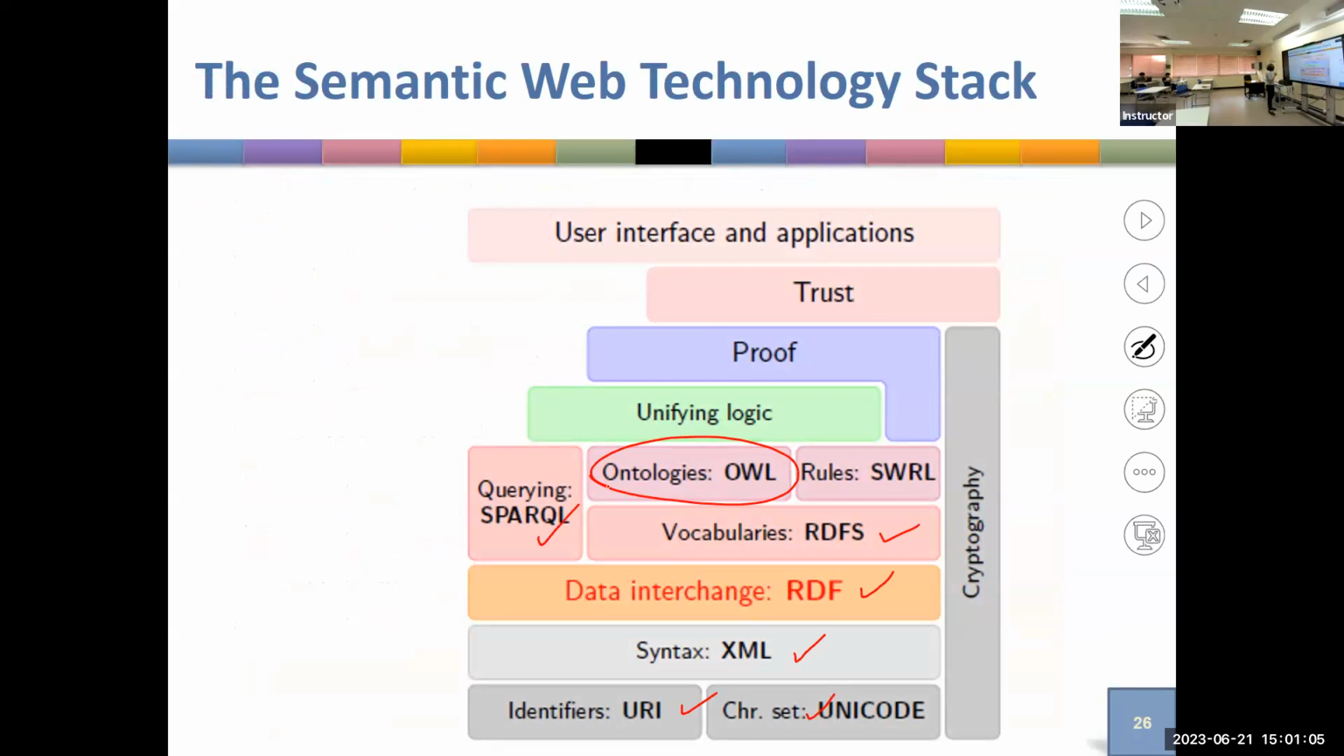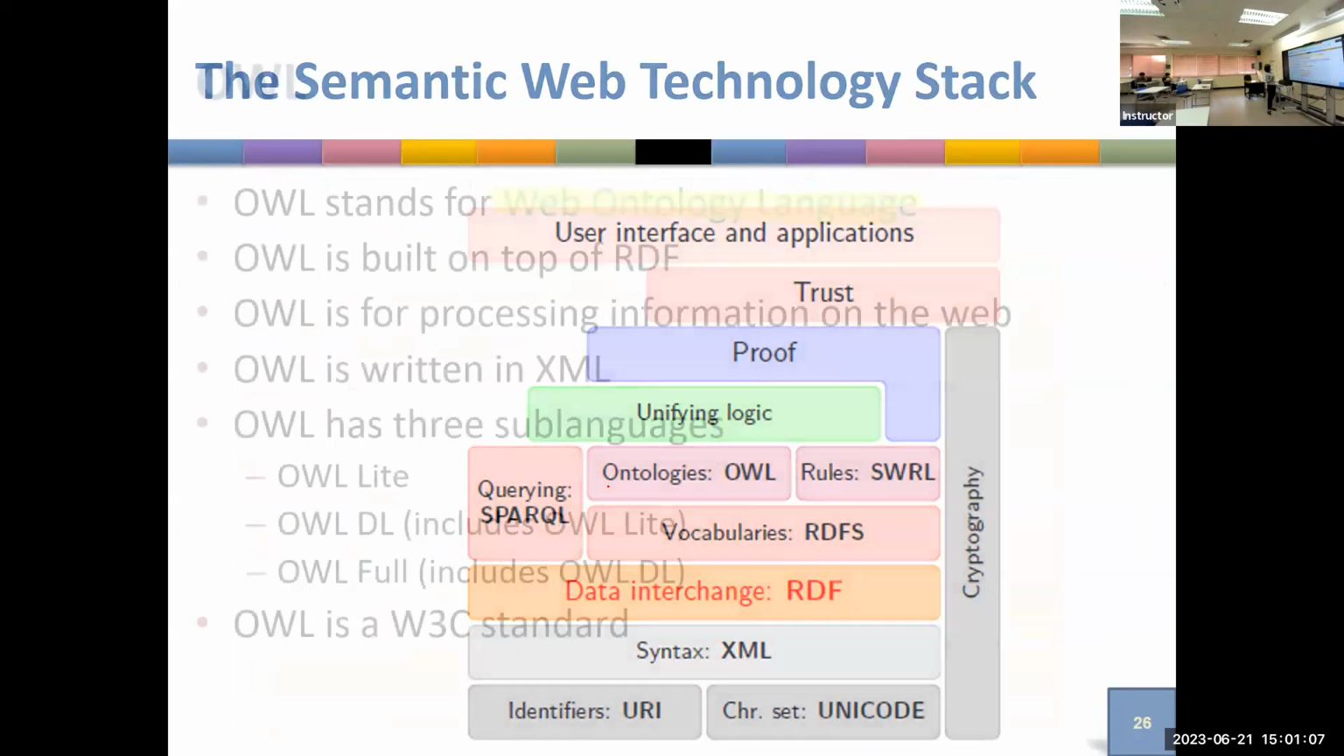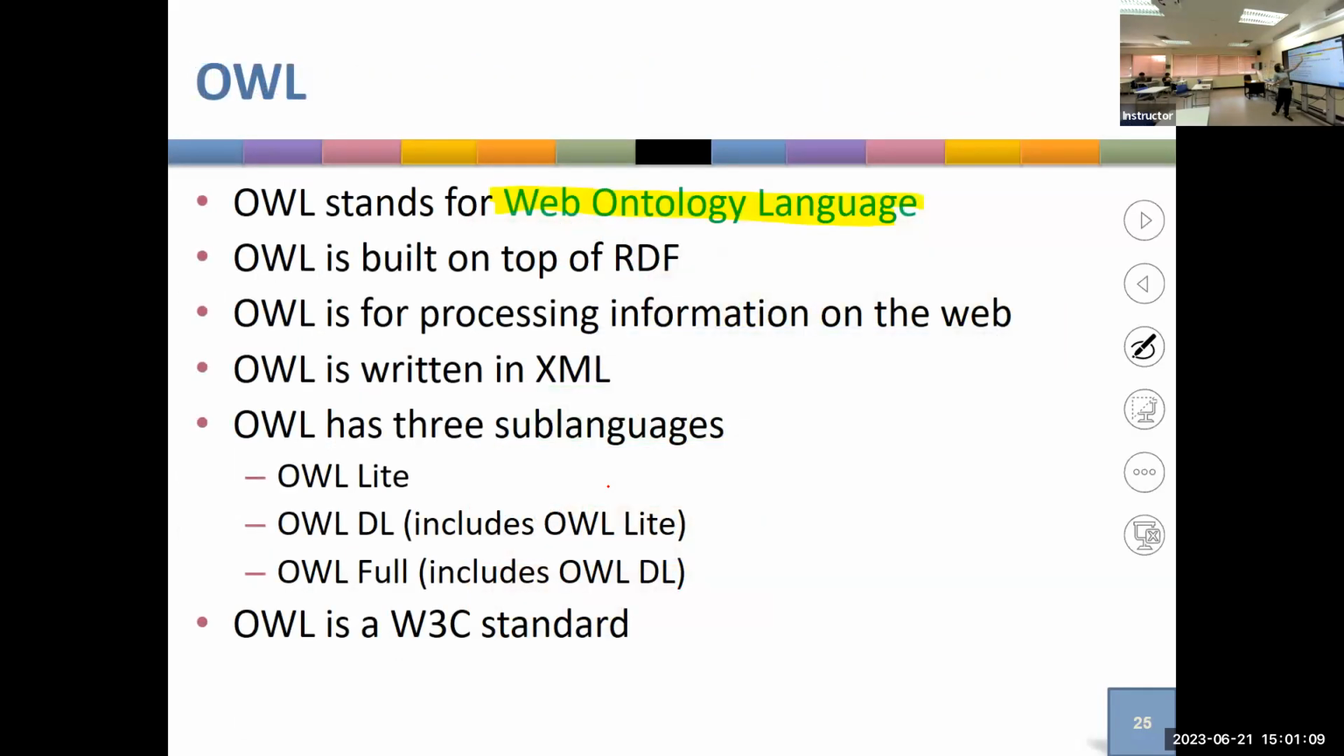So this is OWL, and it stands for Web Ontology Language, built on top of RDF. That means it has RDF as a foundation. So it builds on the knowledge, structure and formalism defined by RDF, meaning that the concept of subject, predicate, object is still there in ontology, in OWL.